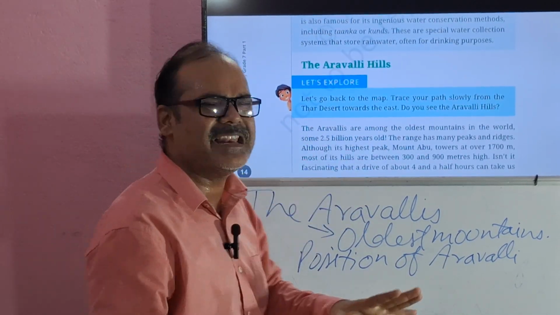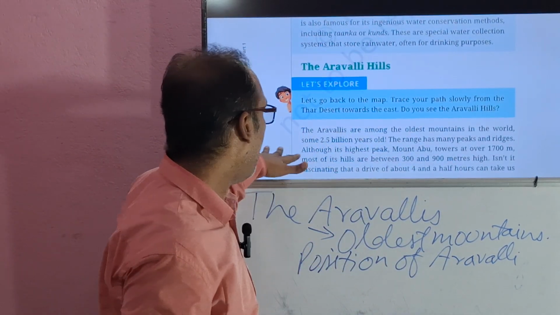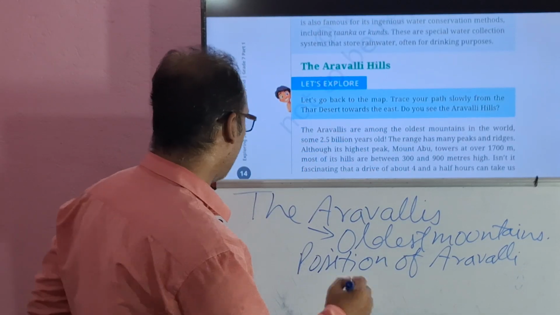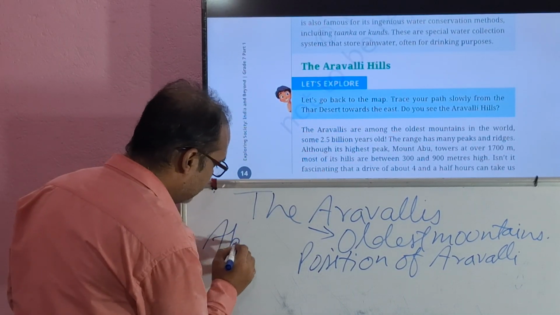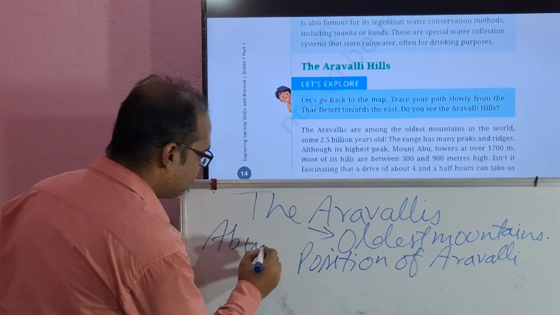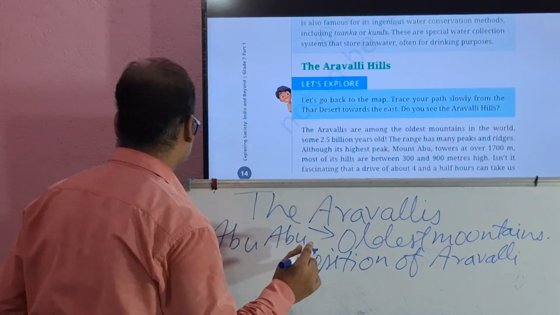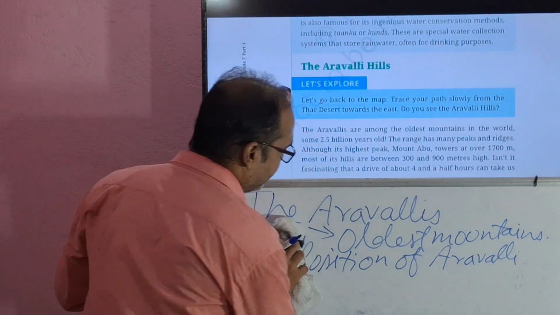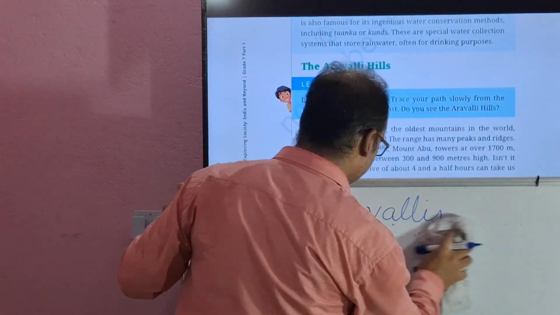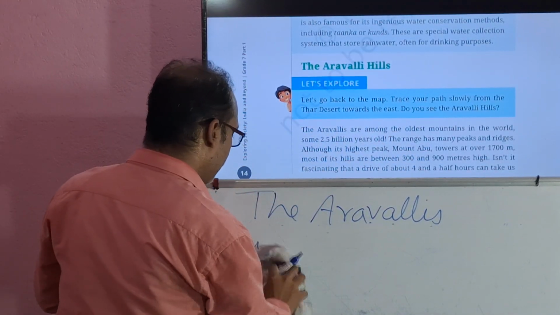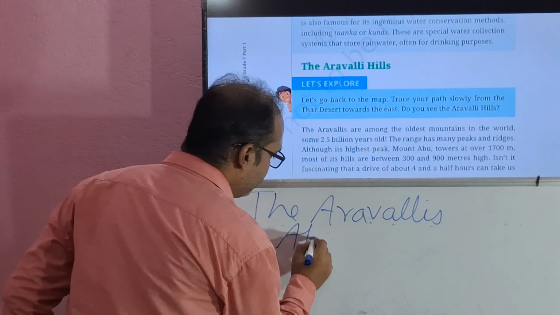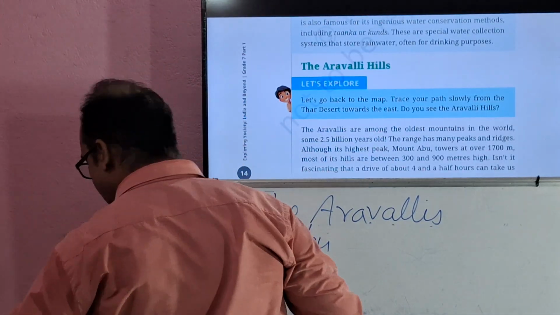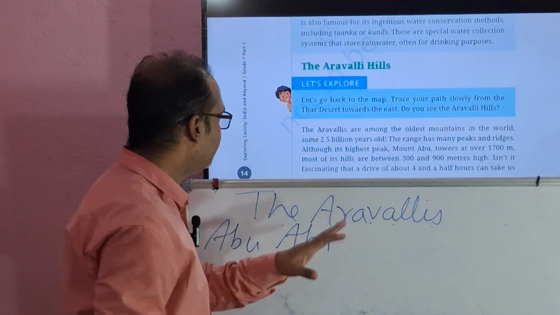So the Aravallis are among the oldest mountains in the world, some 2.5 billion years old. The range has many peaks and ridges, although its highest peak is Mount Abu. Which is the highest peak? Please tell me. It is Mount Abu. Underline it, because it will be better if you underline it in the book, so that afterwards you can revise it well. Mount Abu is the highest peak of the Aravallis.